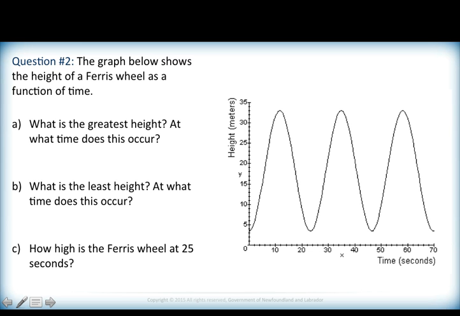Question 2. The graph below shows the height of a Ferris wheel as a function of time. A. What is the greatest height? At what time does this occur? So we're looking at our Ferris wheel here as shown by this graph, including a wave. So it's not a linear function. So what is the greatest height? The greatest height would be the maximum points here, where she reached the highest height on the Ferris wheel. And if we look here, we have 30, 31, 32, 33. So the greatest height here is approximately 33 meters.